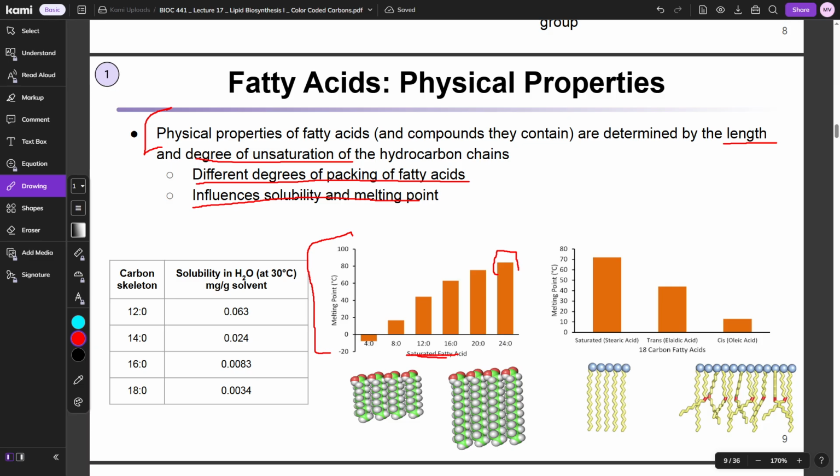On the other hand, though, if you start adding double bonds, we can look at this graph instead. Now we've got a saturated, trans, and then cis. And so what you notice here is that the saturated one has a much higher melting point compared to the trans and the cis. And this should make sense because remember, with saturated fatty acids, they're very tight interactions.